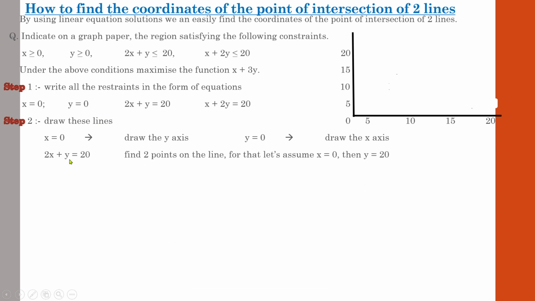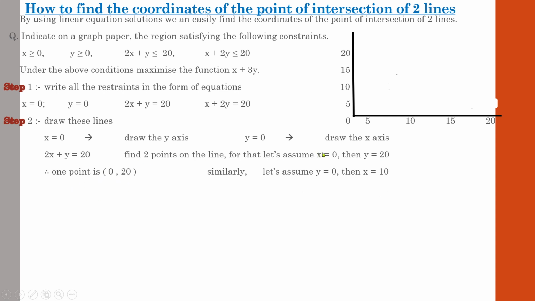When there is a linear equation, you need 2 points. From this equation you can draw only one line, but in order to draw one line you need 2 points. That is a concept. So you have to find 2 points on the line. For that, first of all let us assume x equal to 0. When x equal to 0, 2x will be 0, so y equal to 20. So you need to identify the point 20 on the y-axis. The y-axis is this one, and 20 is directly there. Therefore the point is 0 and 20.